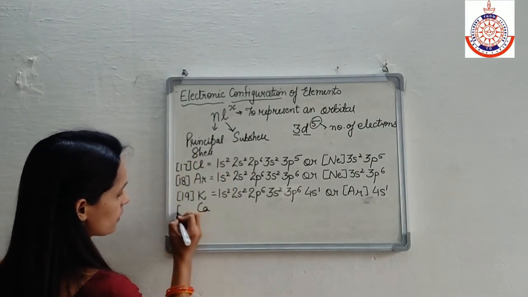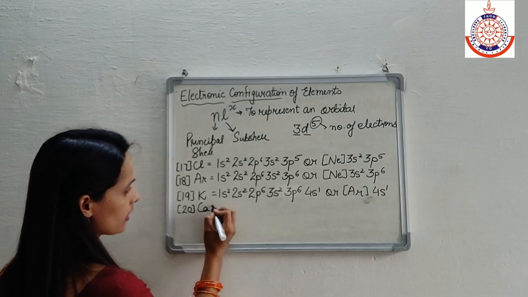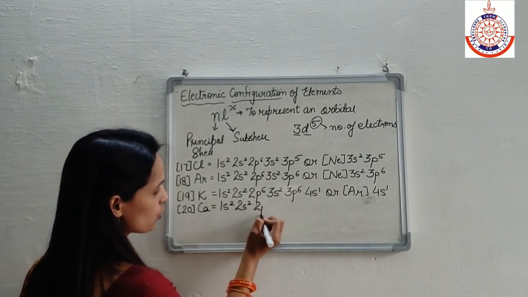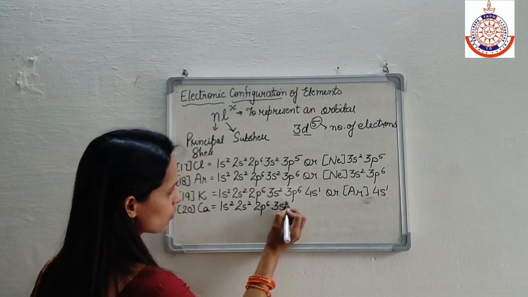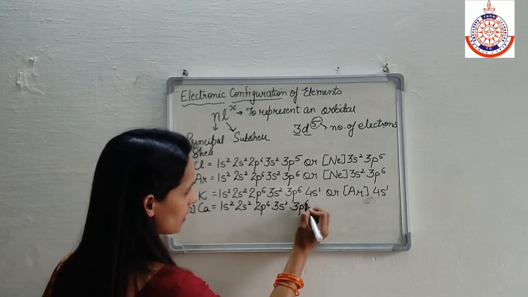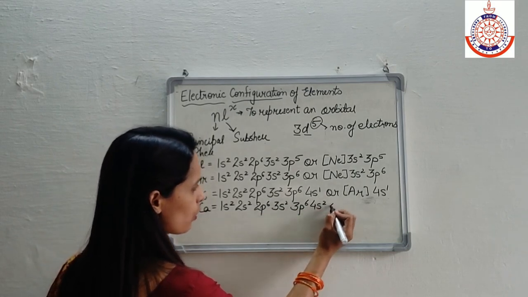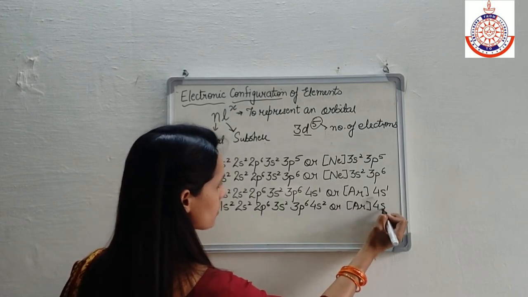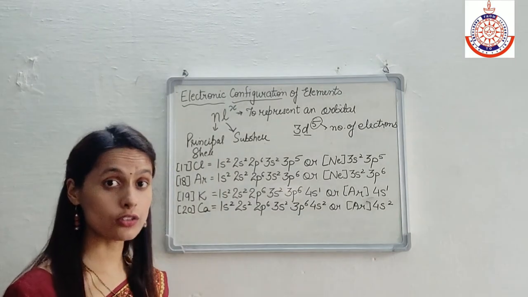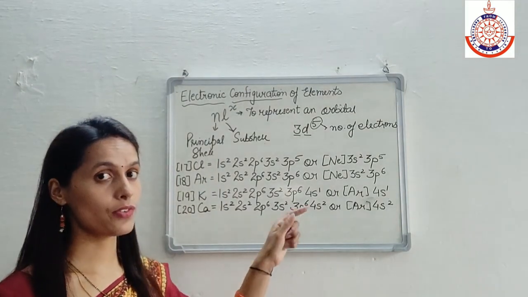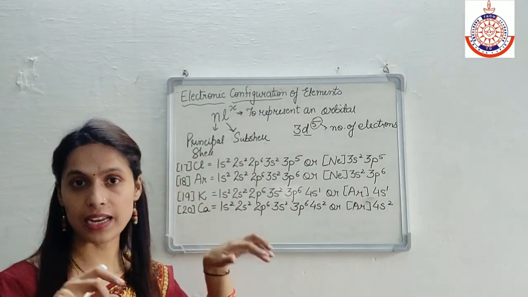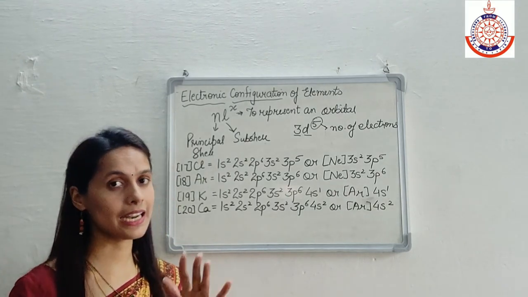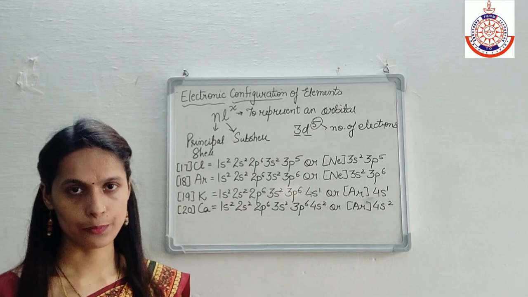Calcium, it's 20. So it's 1s2, 2s2, 2p6, 3s2, 3p6, 4s2, or argon 4s2. So here also the electron will first enter 4s, and when 4s is fully filled, then the electron will move to 3d.